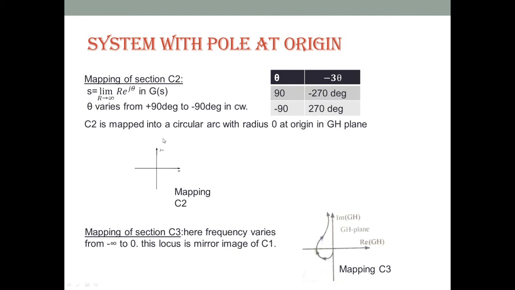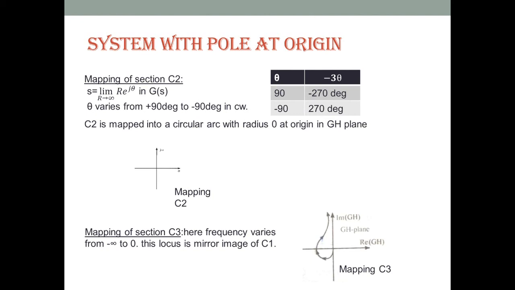So C2 is mapped into a circular arc with radius 0, that means a point at the origin in the GH plane. So the mapping of section C2 is actually a circular arc of radius 0, and it has been mapped into the origin of the GH plane.